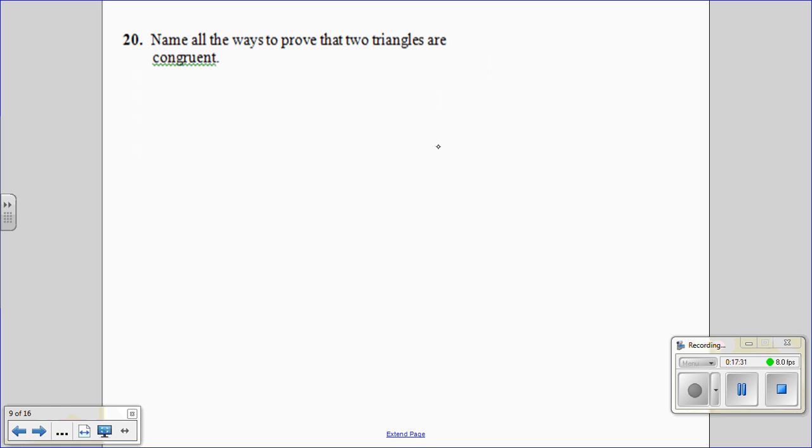Number 20, name all the ways to prove two triangles are congruent. Those are the big five. We have side, side, side; side, angle, side; angle, side, angle; angle, angle, side; and hypotenuse leg. Those are the only 5 ways we can prove triangles are congruent.